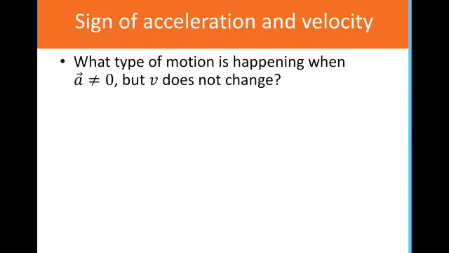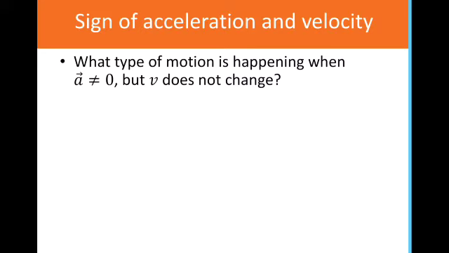And now we can also think about the sign of the acceleration and the velocity, because in the previous slides we spoke about speed, and how the relative sign between acceleration and the velocity matters. Now, is there a type of motion that is happening when you have a non-zero acceleration? So there is an acceleration, but your speed does not change. Here we've got the speed, this is the magnitude of the velocity vectors. So can you have a non-zero acceleration, but the speed does not change? And the answer is yes.